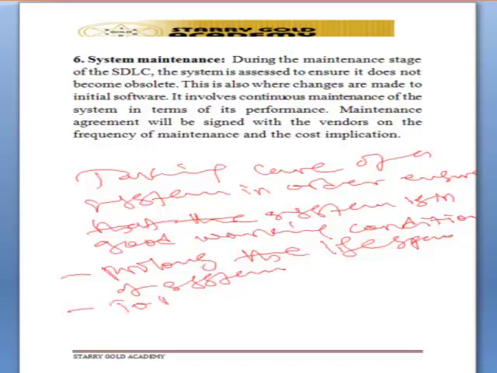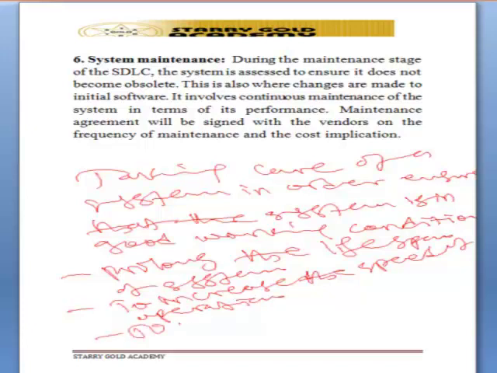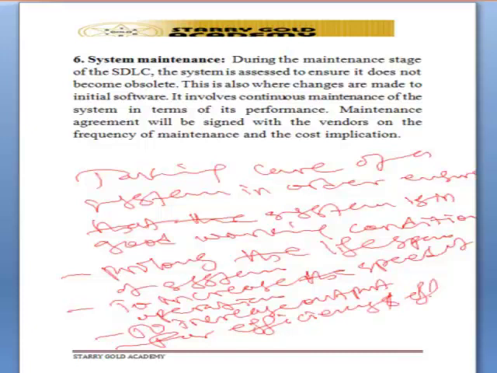Then to increase the speed of operation, to increase output, for efficiency and effectiveness, and also to reduce the rate of error. These are some of the ways whereby we need to maintain our systems.